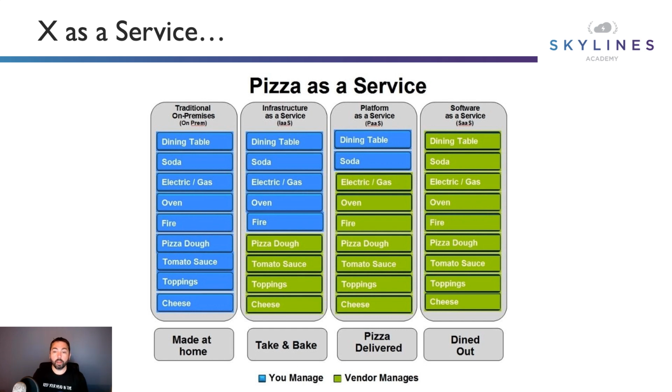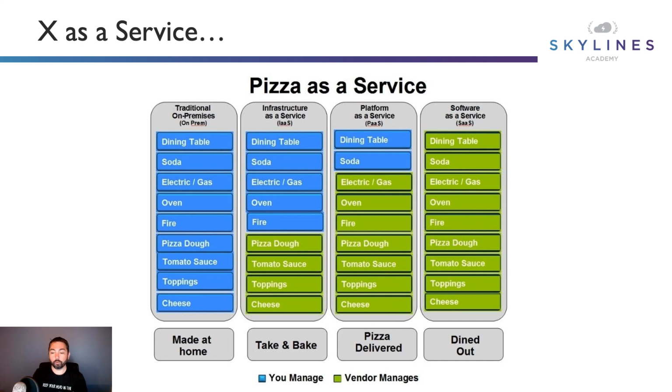So now they're actually doing all the way up there, except for the dining room table, and perhaps you're going to supply your own Coke or Sprite or whatever your favorite drink is. But they're going to do the cheese, the toppings, the tomato sauce, the pizza dough. And they're going to cook it for you now, and then they're going to bring it to you, right? So think of that almost like platform as a service as we get into it.